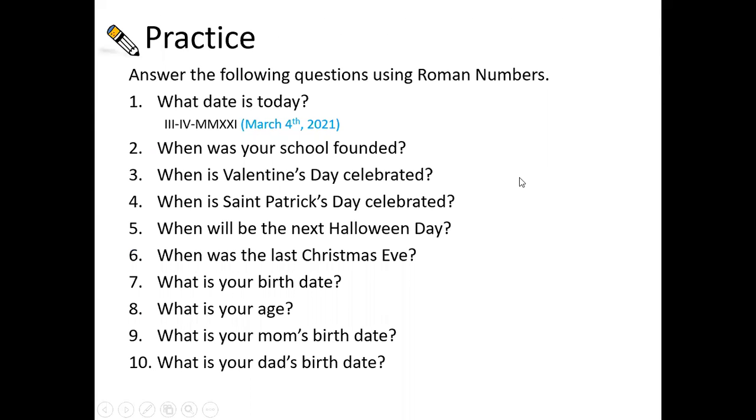So let's practice. Can you find the following answers using Roman numbers? So what day is today? Today is, for example, III, which gives you the month, so it will be March. And then you have IV, which is 4, so it's March 4th. And then you have MMXXI, which is the year 2021.